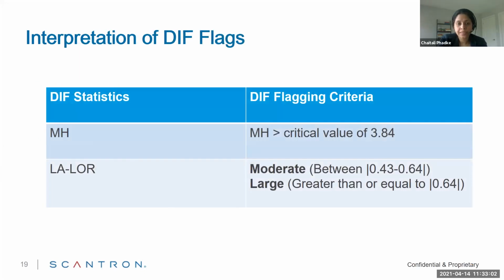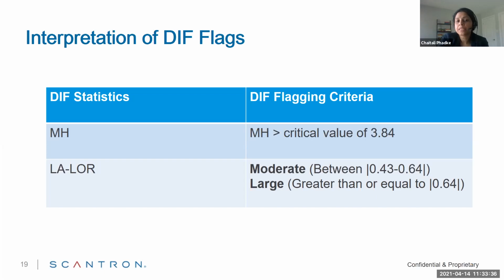Here I have presented critical value of DIF. So when we talk about Mantel-Haenszel, if the critical value is greater than 3.84, then that indicates that that item has DIF. In case of the other stat, if the value is between 0.43 to 0.64, that tells you that there is a moderate DIF. And if the value is greater than 0.64, that tells you that there's a large DIF.